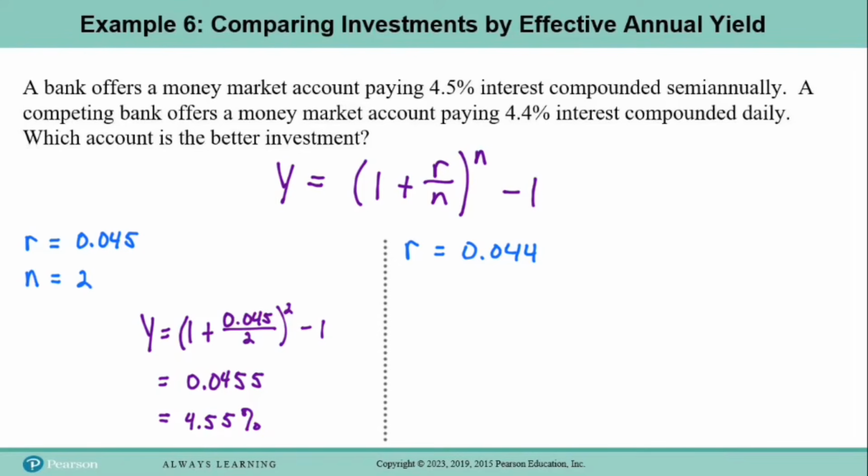And we know that this one compounds daily, so how many compounding periods are there in a year? Well, 365 days in a year, so n equals 365. And then in our formula, y equals parentheses 1 plus r over n, so 1 plus 0.044 divided by 365 to the power 365, and then minus 1.